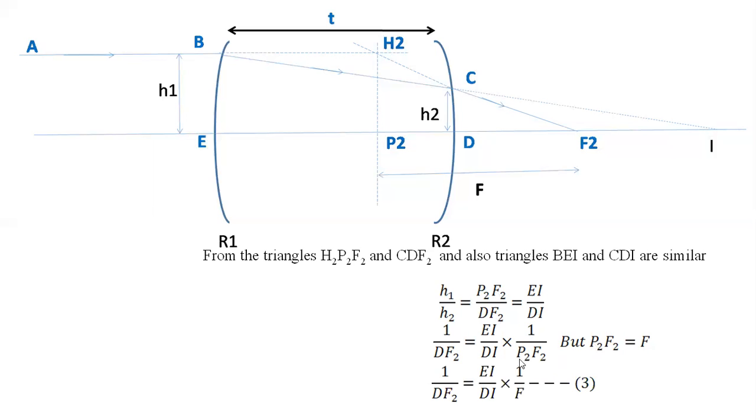To substitute the value here, the equation becomes 1/(df2) = (EI/DI) × (1/f). This is equation number 3. Now, from equations 2 and 3, we have already derived the expressions for these in the previous slides. Both the equations are for 1/(df2).